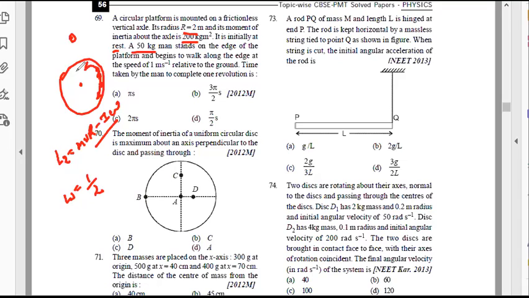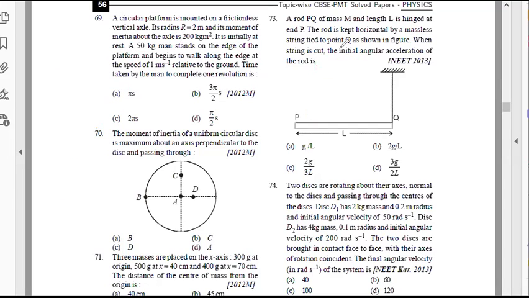The man moves with velocity v and the platform moves with velocity omega r, so the relative velocity is v plus omega r. This is the relative velocity. Relative velocity into time is equal to the distance, and to reach the same position the distance should be 2 pi r. Got it? So you can get the time. Clear? Very good, everyone.